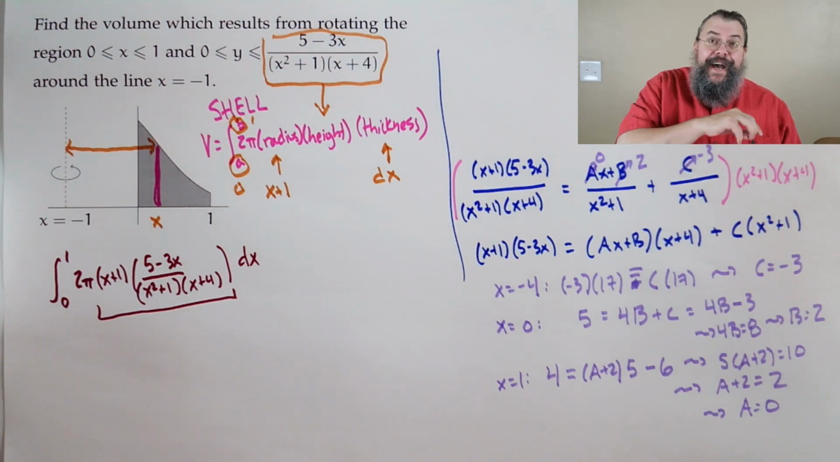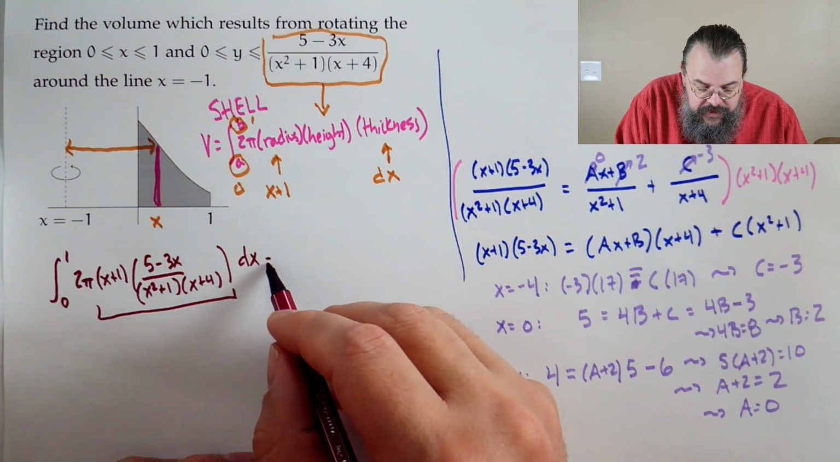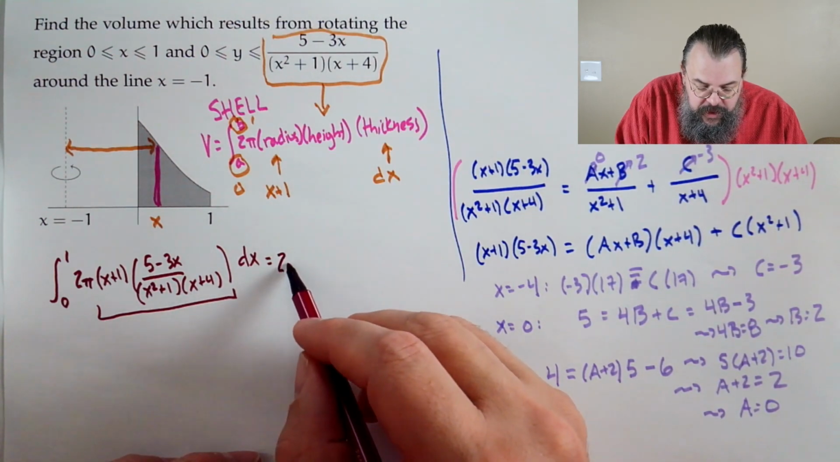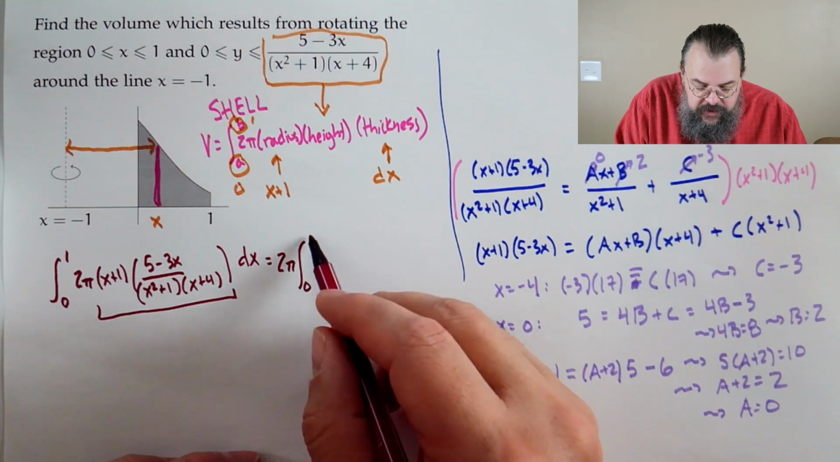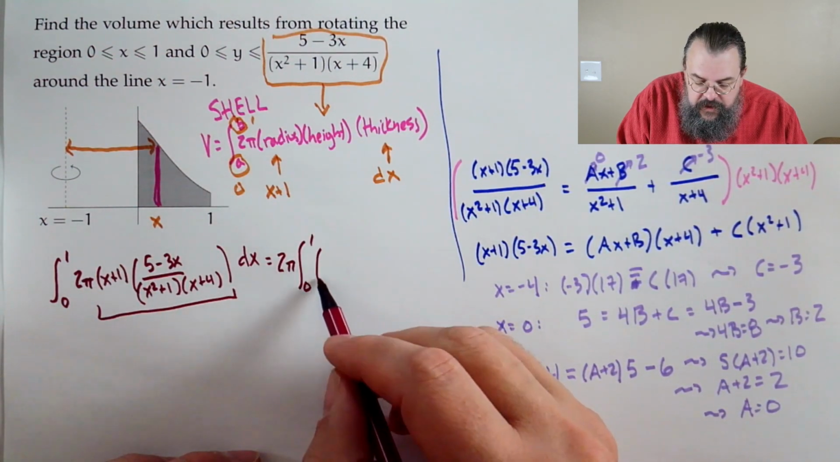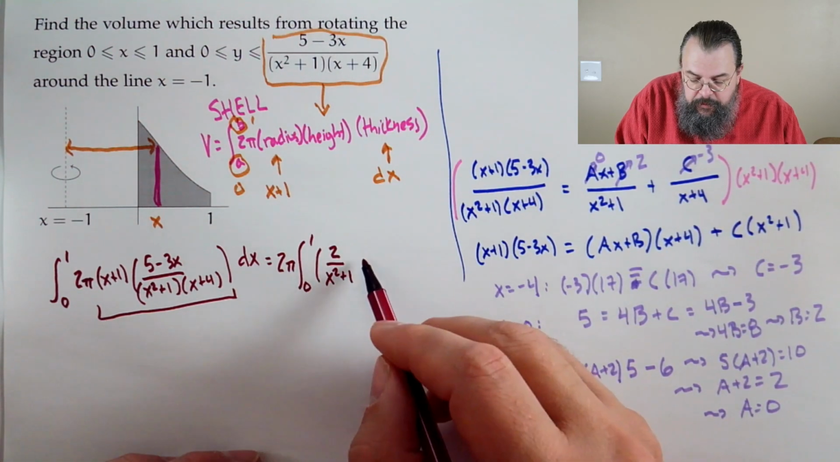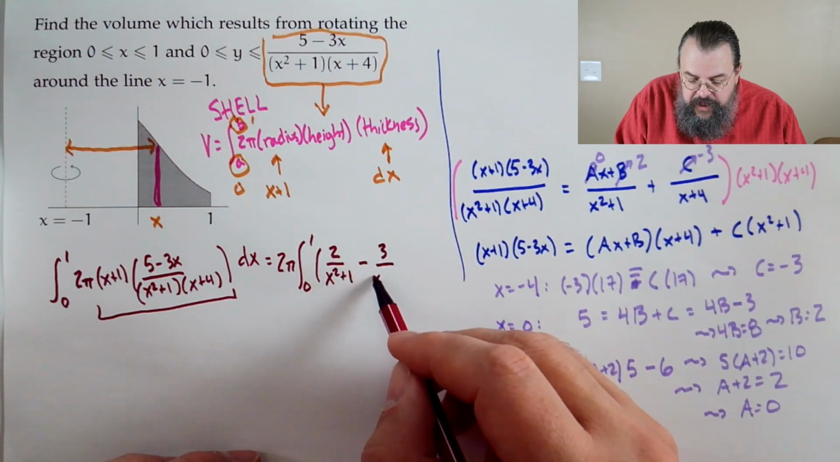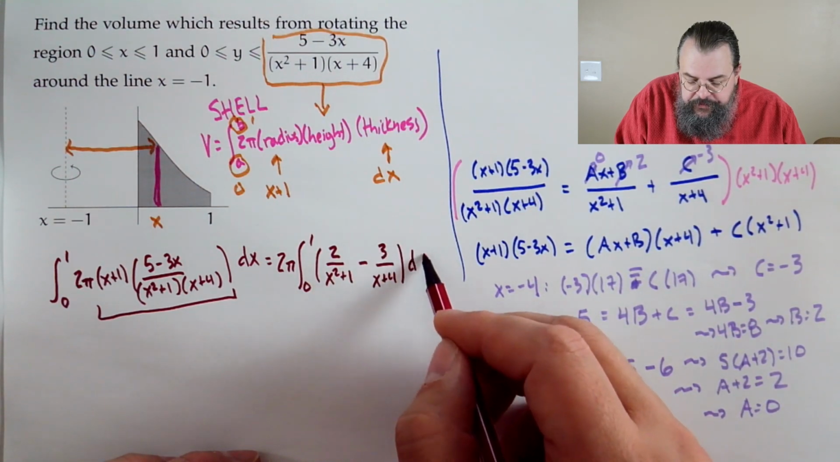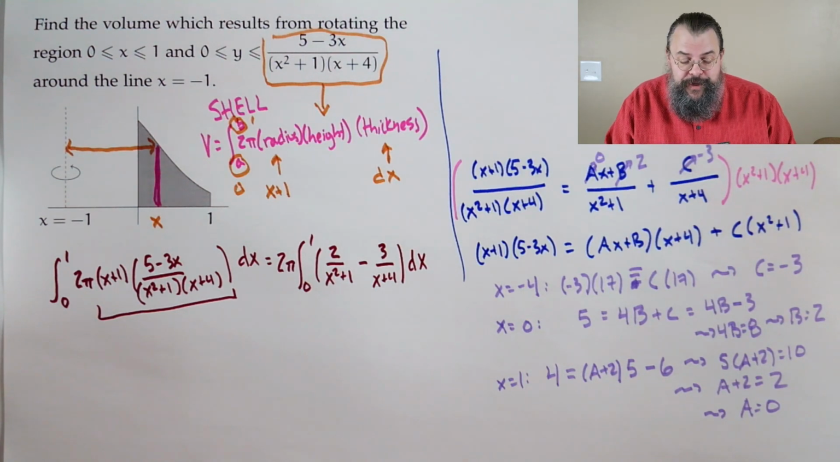So, coming back, returning to the problem. So what do we have? We say, look, there's a 2 pi, which we always had. I'll pull it out and go 0 to 1. And this part here becomes 2 over x squared plus 1 minus 3 over x plus 4. And now we're really in good shape, because these are both lovely pieces to work with.